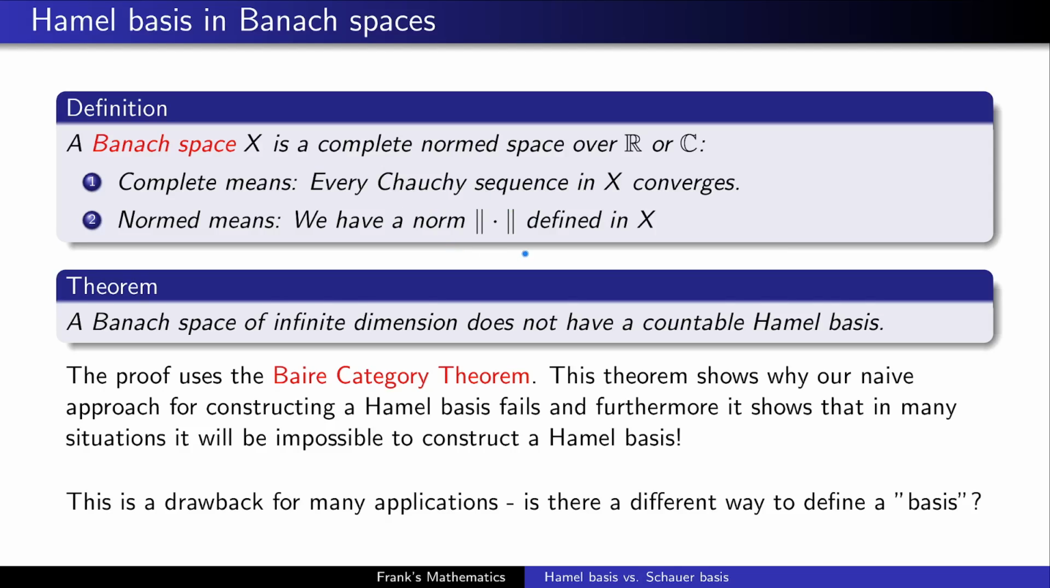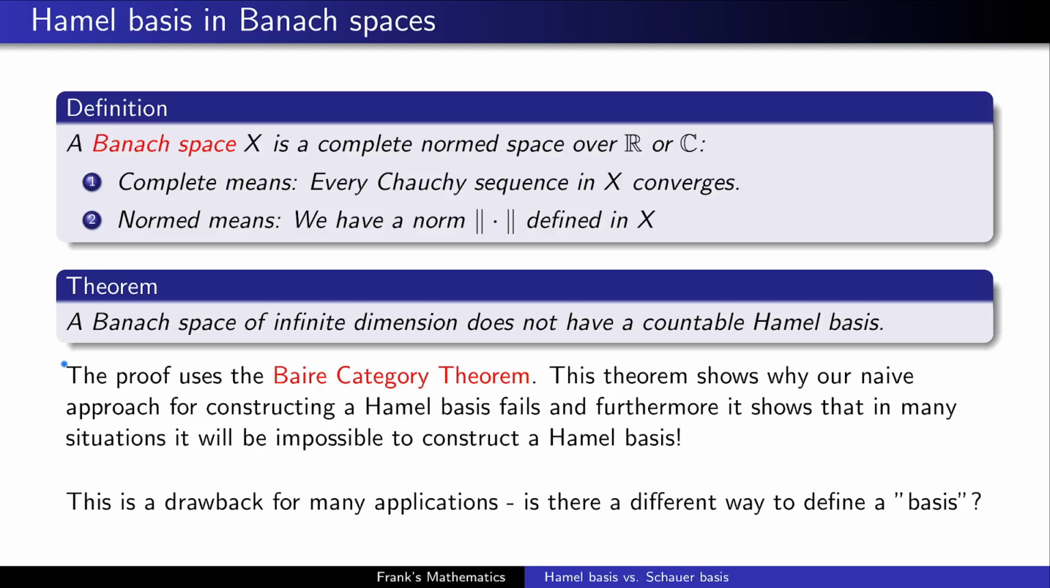So nothing spectacular here. Then you can show, this is a very strong actual result, that every Banach space of infinite dimension does not have a countable Hamel basis. So in other words, a Hamel basis of a Banach space is uncountable. And the proof uses the so-called Baire category theorem. It's a very useful result when it comes to dealing with infinite dimensional spaces.